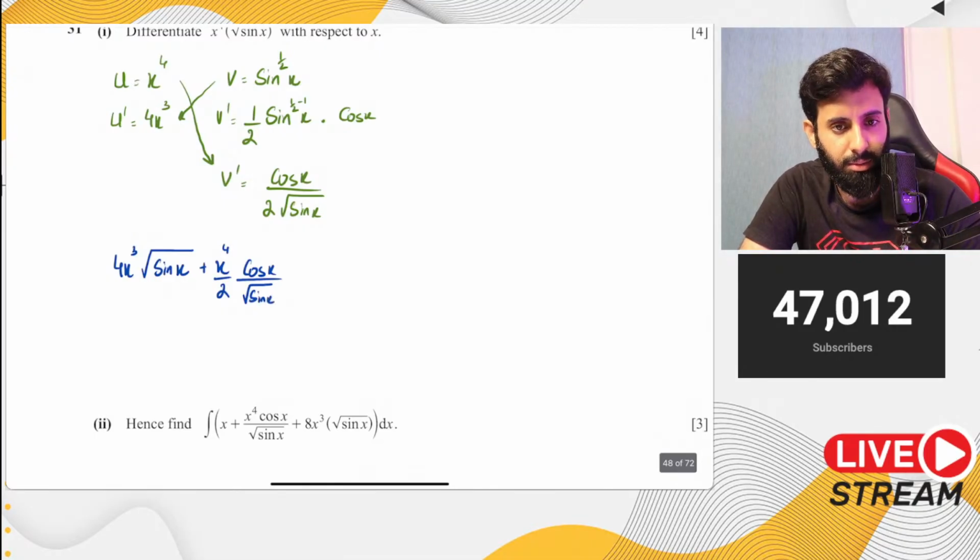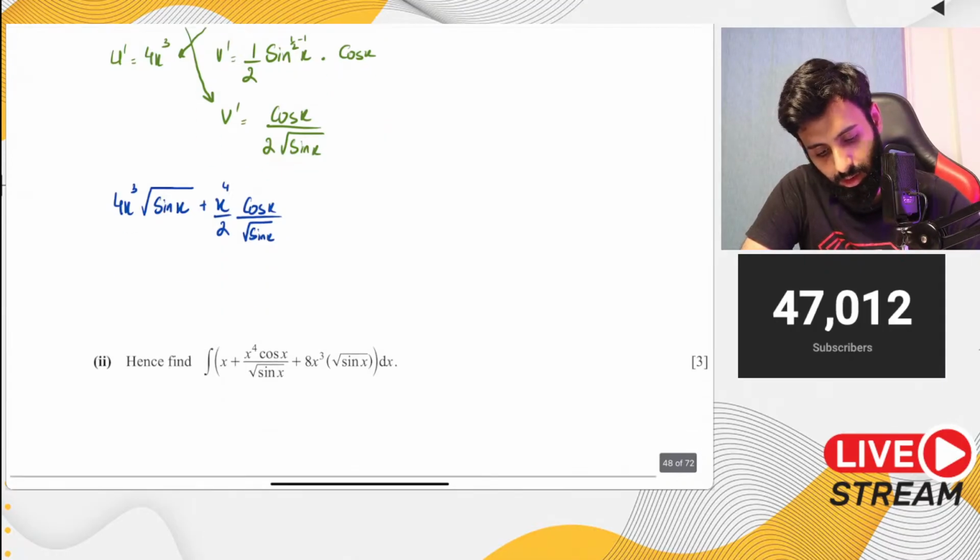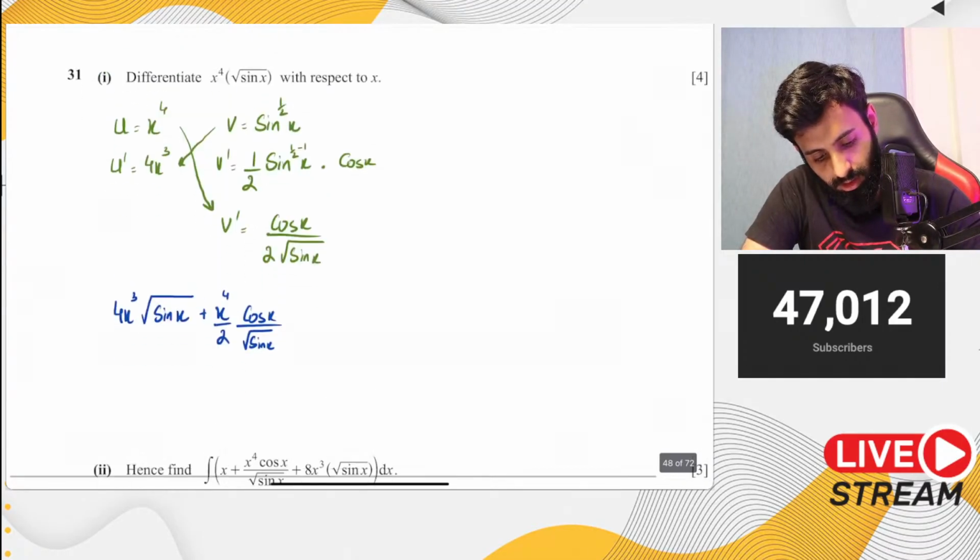Now before I move on, let me make sure this is correct. Yeah, x power 4 upon 2 cos x over square root of sine x. Okay, this is correct. So this is the differential.